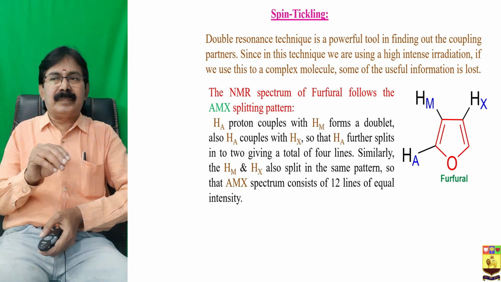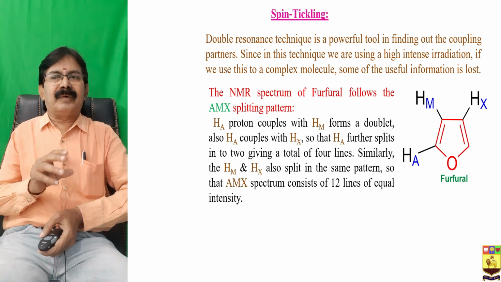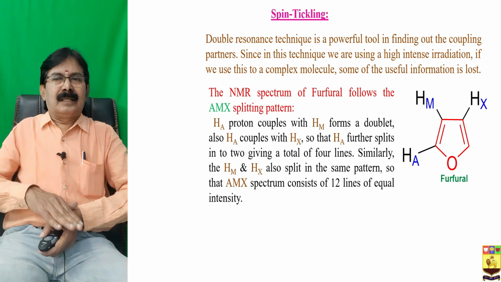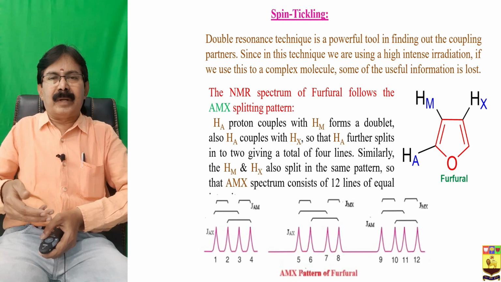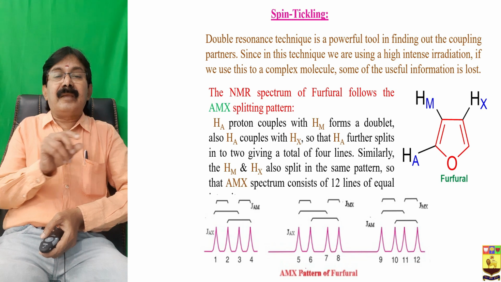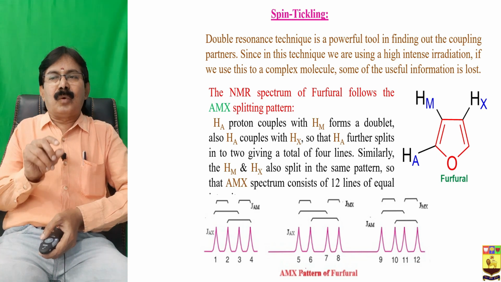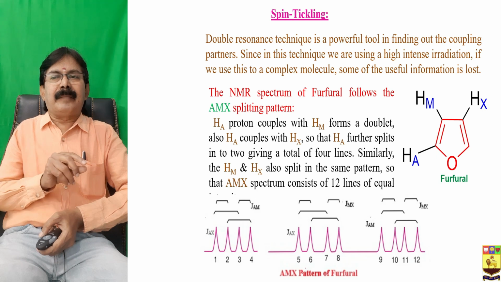HA couples with the HX, so that HA further splits into 2, giving a total of 4 lines. Similarly, we can explain for the HM, which gives 4 lines, and for the HX, which also gives 4 lines. So 4 lines each, a total of 12 lines of equal intensity, that is given by the AMX spectrum.